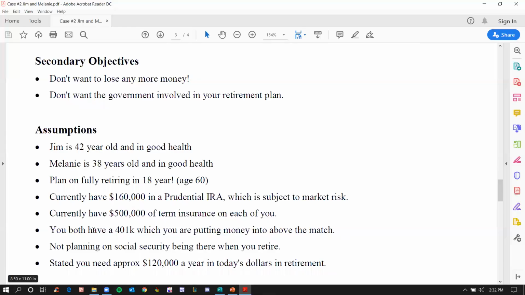So the bottom line is, we need to get you a plan that's going to help you generate that $120,000 a year in income. Does that make sense?